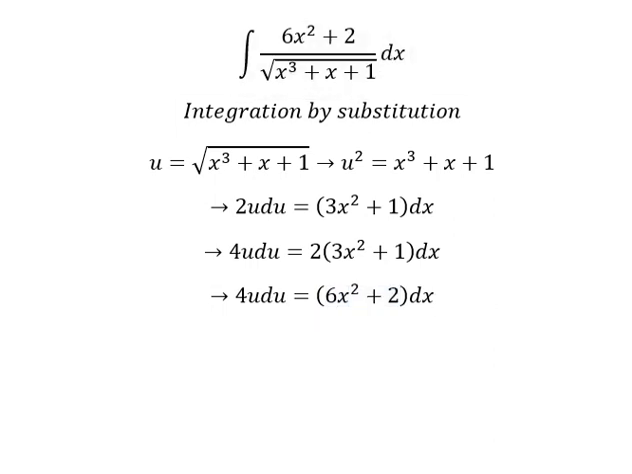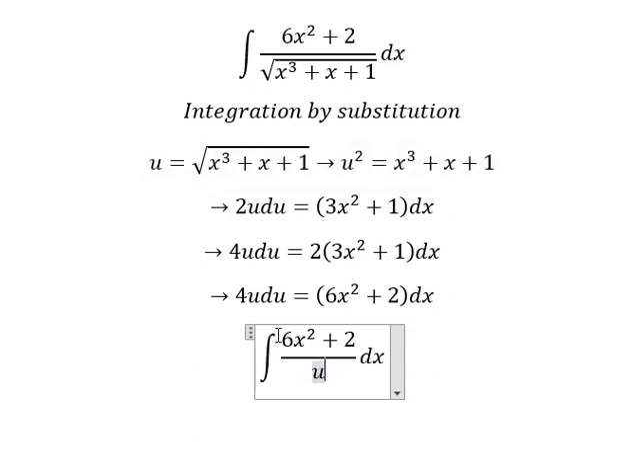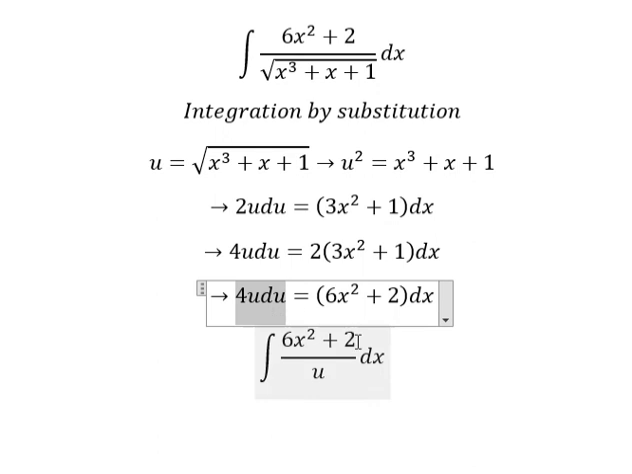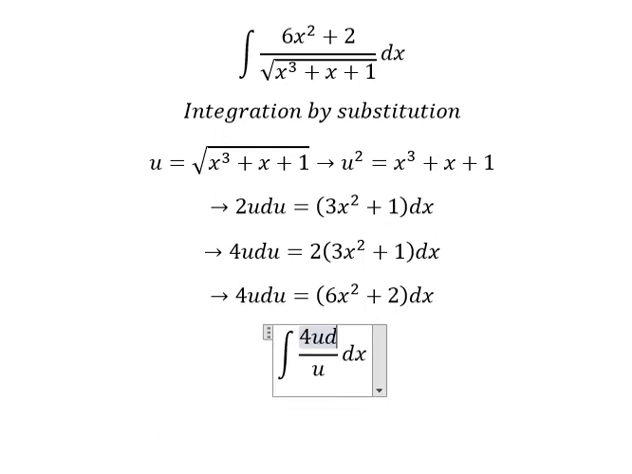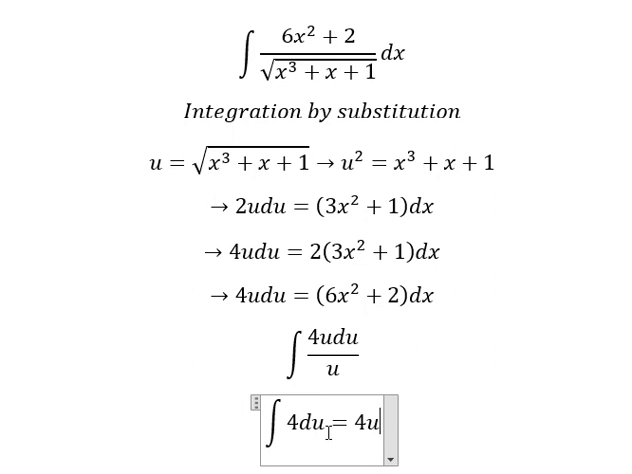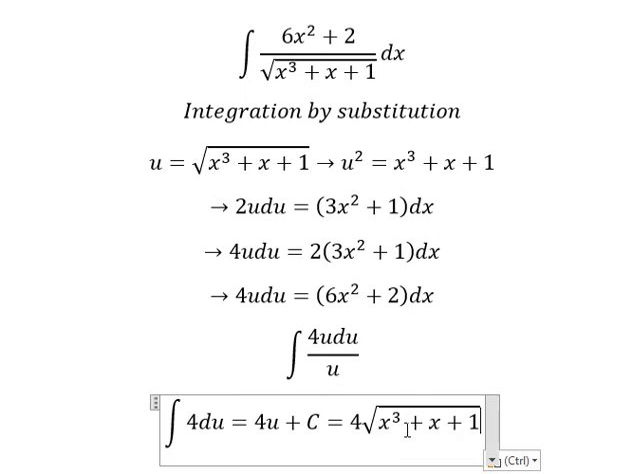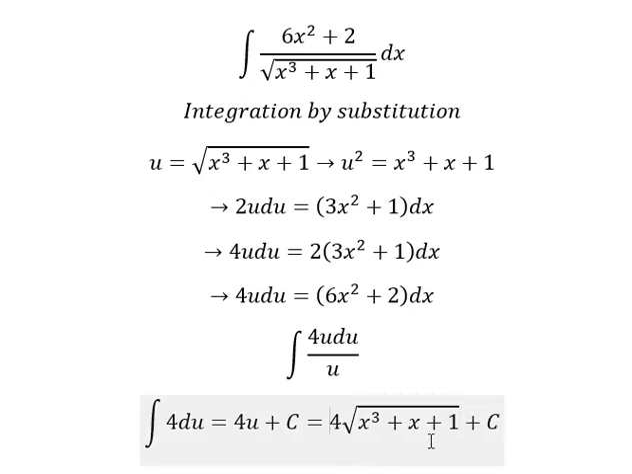Now, the square root, that is u. This one with the x, we change by 4u du. So u divided by u, we have number 4. And we have 4u. About u, that is this one. And this is the final answer. This is the end.